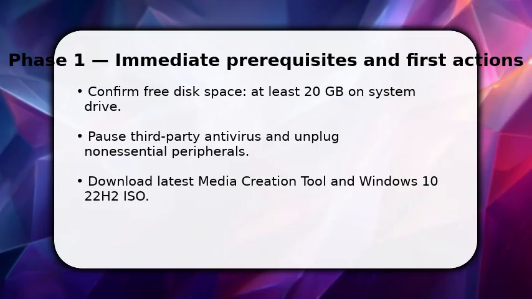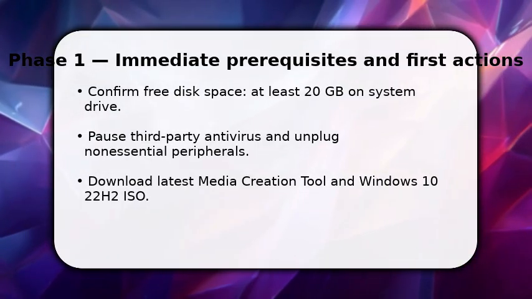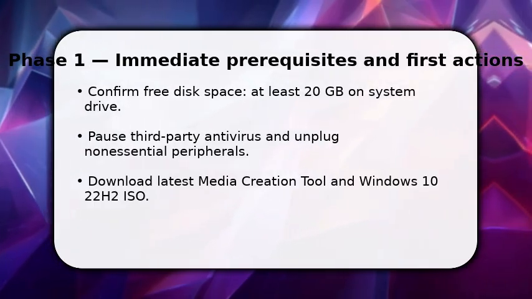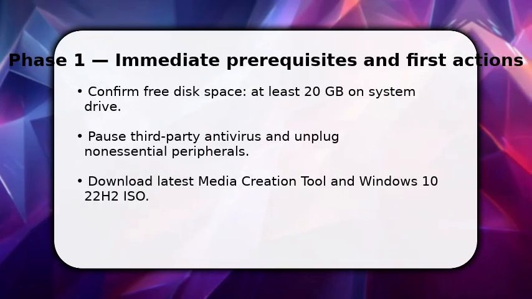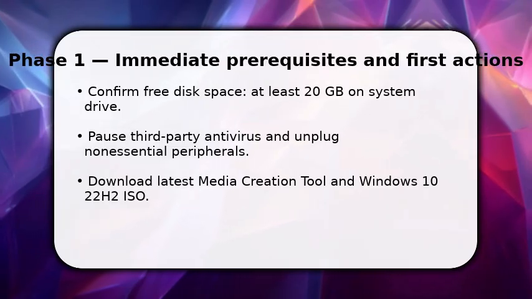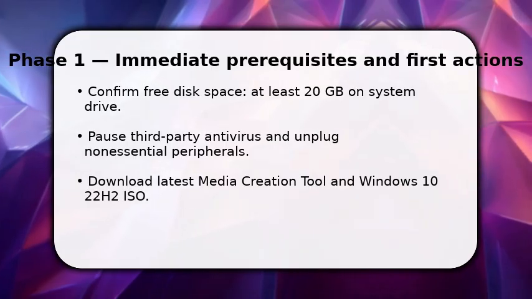You start immediately by ensuring prerequisites. Free up at least 20 GB on C, pause any third-party antivirus, and unplug extra peripherals to avoid driver conflicts. Next, download the official Media Creation Tool and the Windows 10 22H2 ISO. This gives you a clean installer to bypass stubborn Windows Update errors.